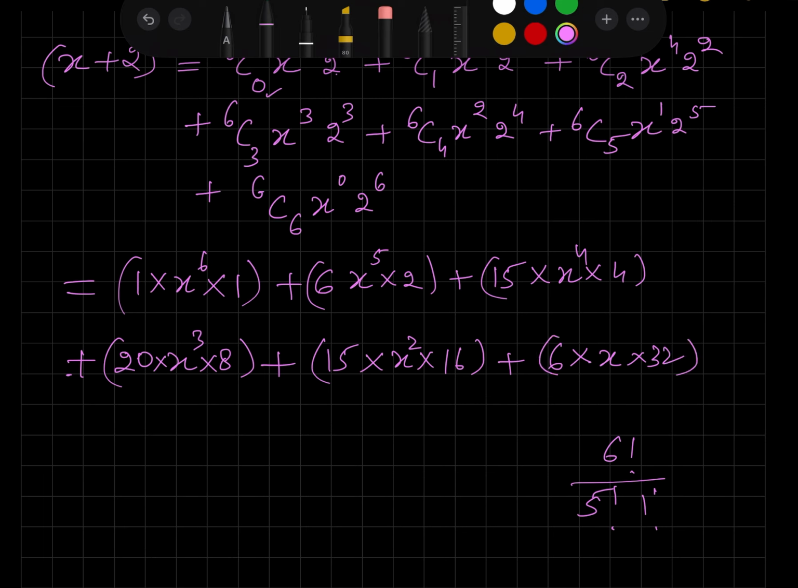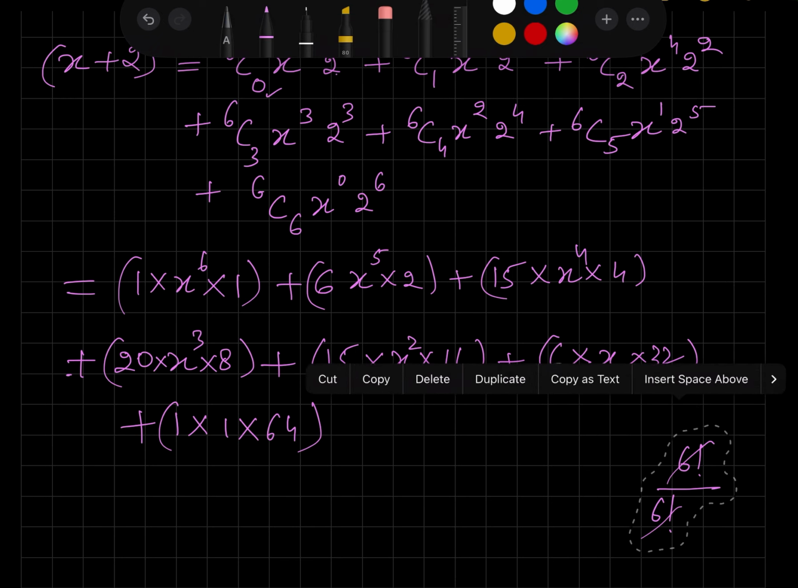Okay. And then the last term would be, let me remove this thing from here. The last term would be 6c6, that is 6 factorial over 6 factorial and 6 minus 6, 0 factorial, so gone. So that is 1 only. So 1 into x raised to 0 into 2 raised to 6, 32 times 2 is nothing but 64. So this is our last term.